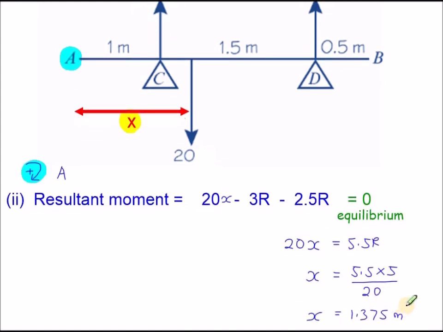Which is a sensible value because we can see from the diagram it should be a little more than 1 meter. For practice, try these questions.